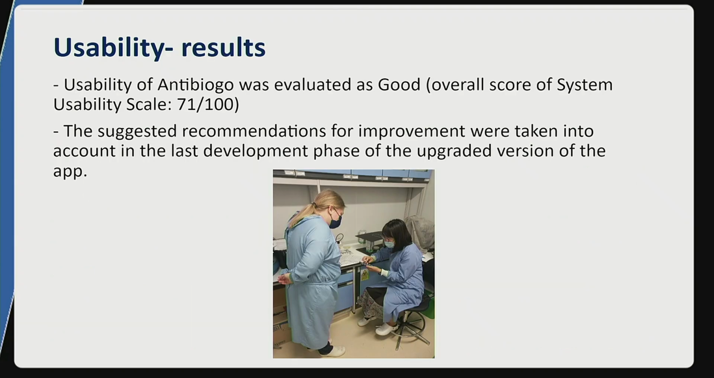So overall, there was a system usability scale of 71 out of 100, and there were suggested recommendations for improvement, which were taken into account for the latest upgraded version, including the addition of undetected antibiotic flow, addition of picture quality warning, and recommendation and modification of the summary page.